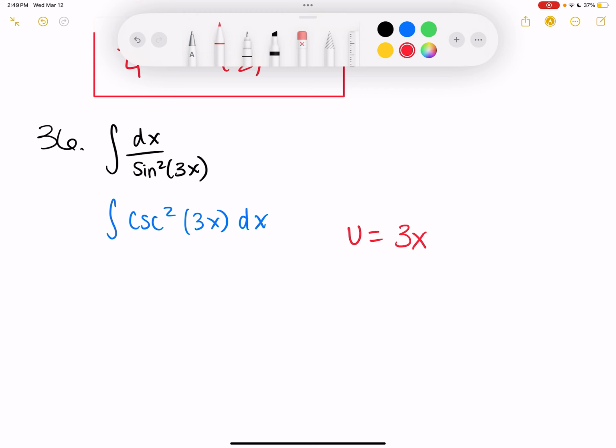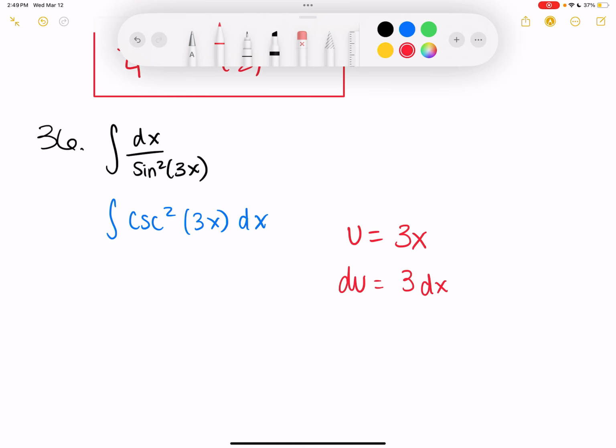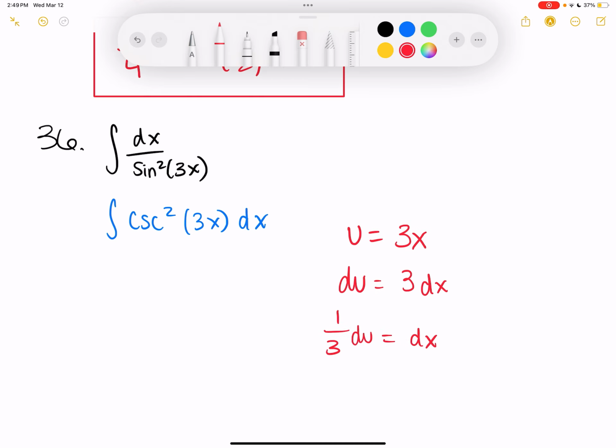So what is du? Come on, Virginia. Derivative of 3x. 3. So 3dx. I don't have a 3 in the problem aside from my u value, so I'm going to divide. So 1/3 du equals dx.